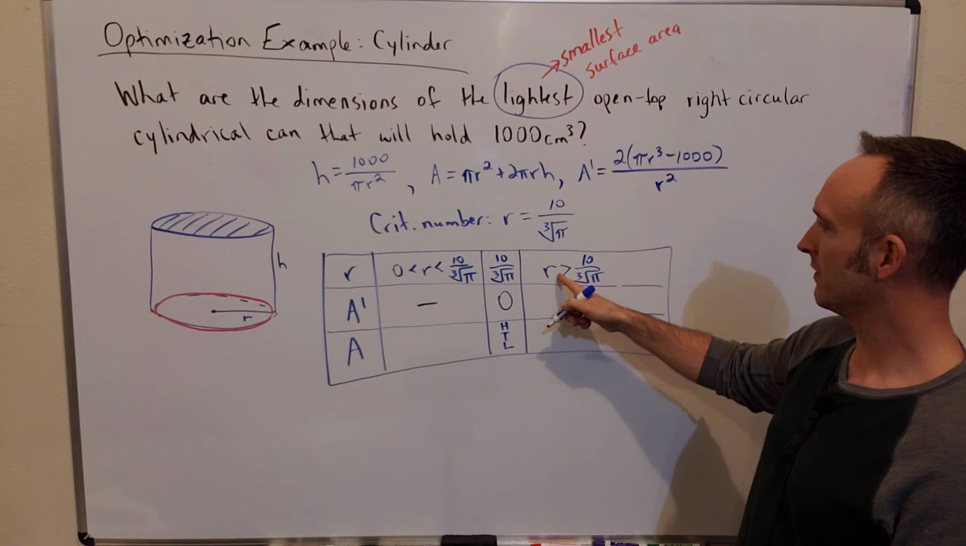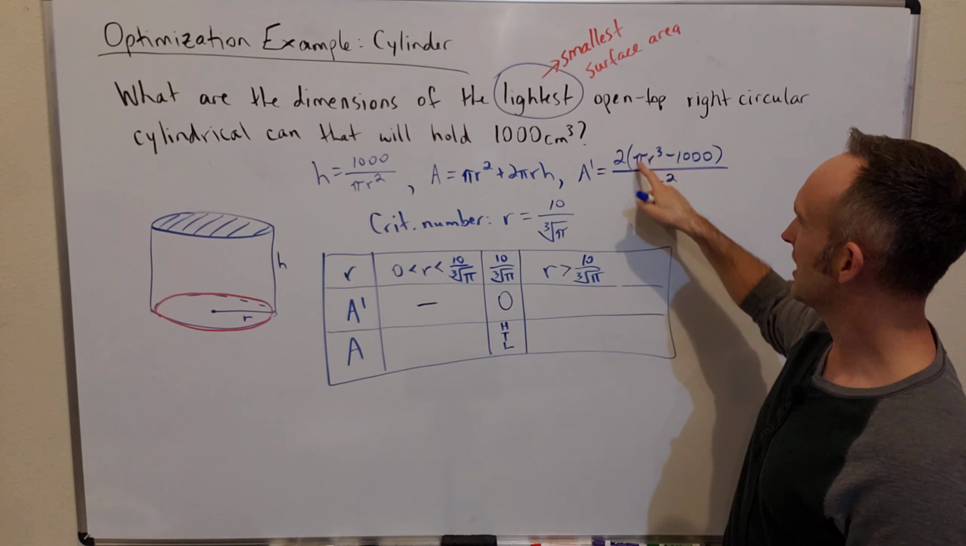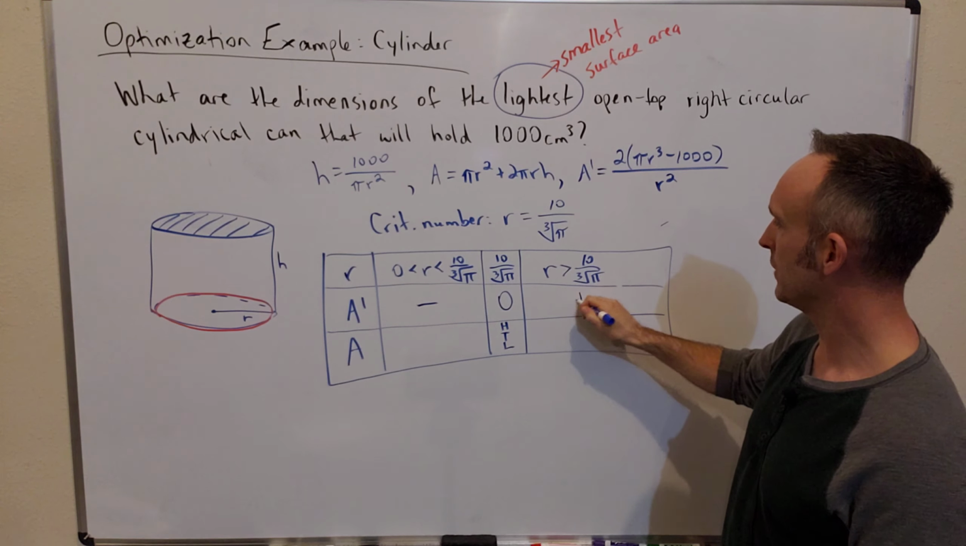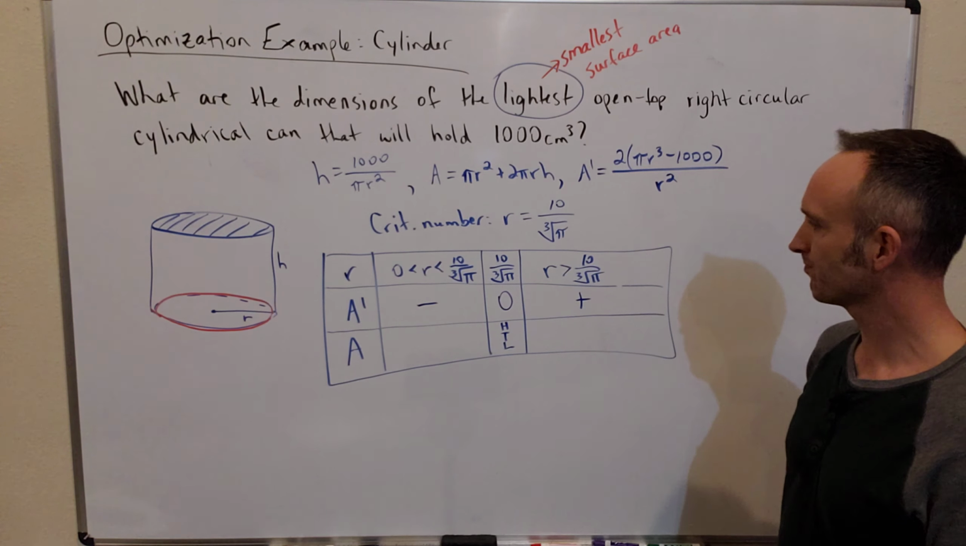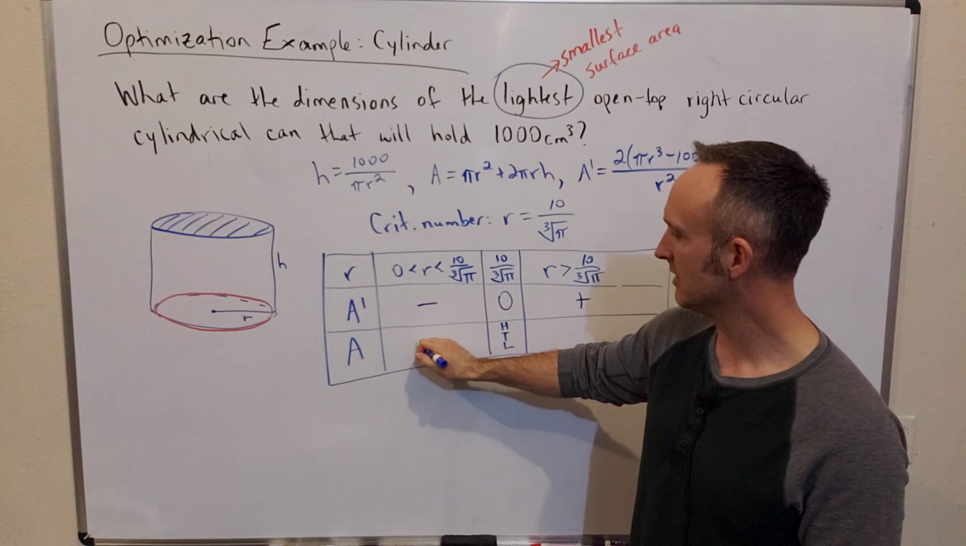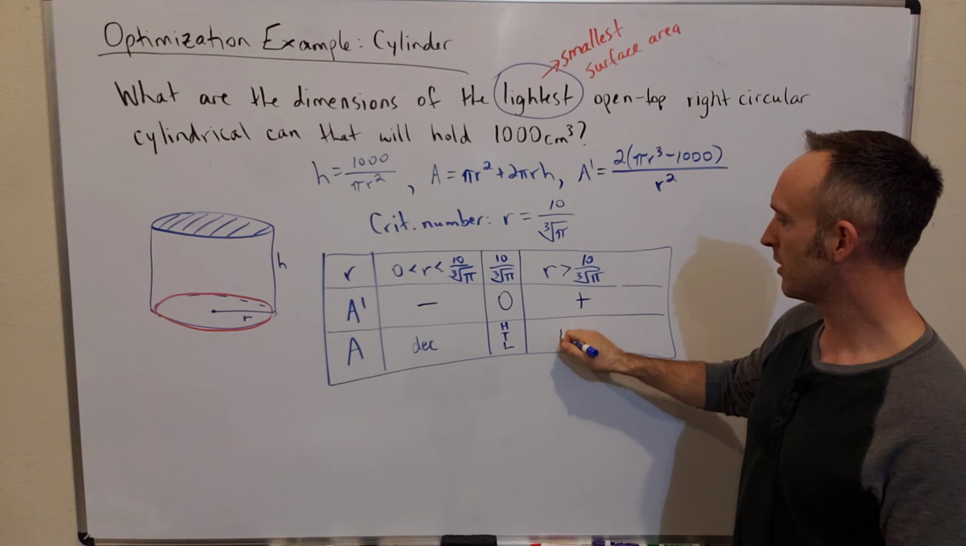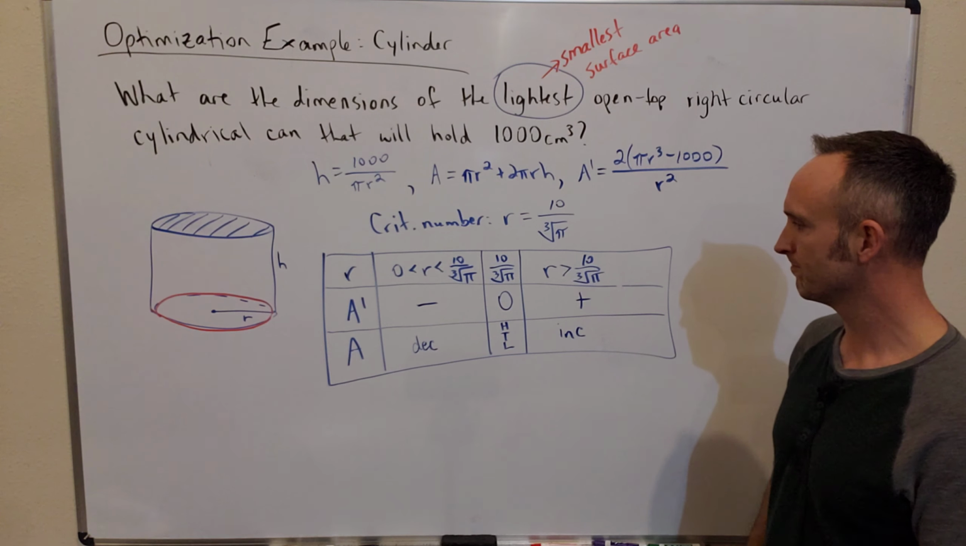And similarly, if you pick a value bigger than 10 over the cube root of pi for r, this is going to be bigger than 1,000, so A prime is going to be positive. So smaller than the critical number, A is decreasing since A prime is negative. Here A prime is positive, so A is increasing.